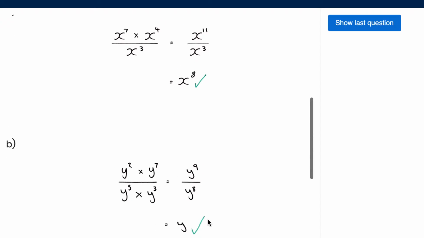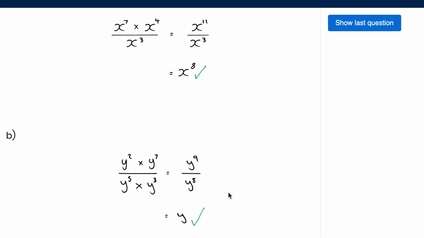Right, so for part B, we need to simplify both parts of the fraction. So y squared times y to the 7 is equal to y to the 9 on the numerator. And for the denominator, we have 5 plus 3 equals 8, so it's y to the power of 8. Finally, use the division law to simplify, so 9 take away 8 is equal to 1, so we have y to the power of 1, or just y on its own.